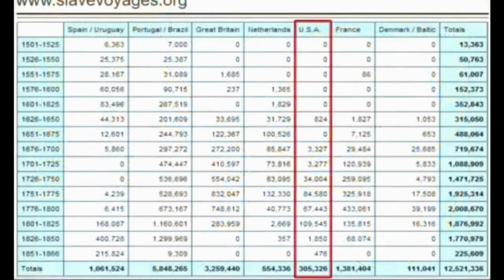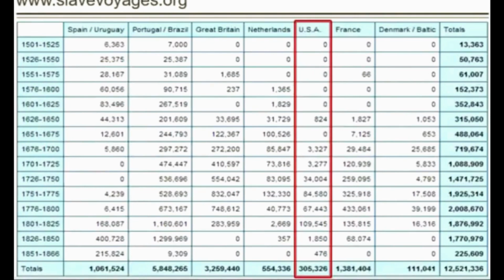Now this is a chart here. We got it from slavevoyages.org, which is a website that Emory University, which is one of those Ivy League schools down in Atlanta, has participated with them in a lot of different collaborations to try to get down to the facts of the slave trade and of the transatlantic slave trade.